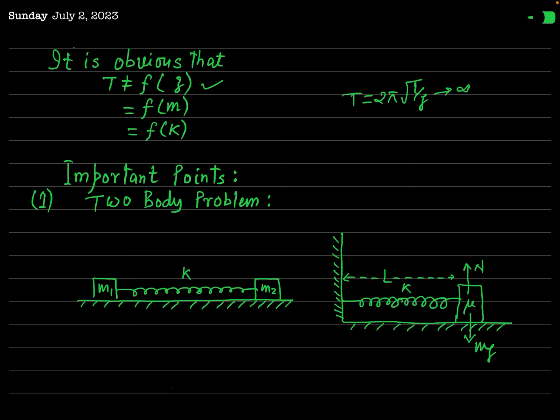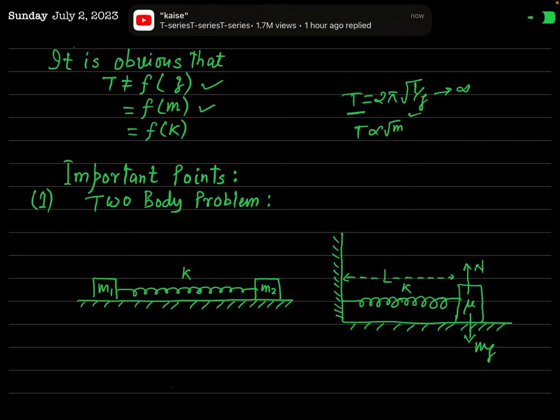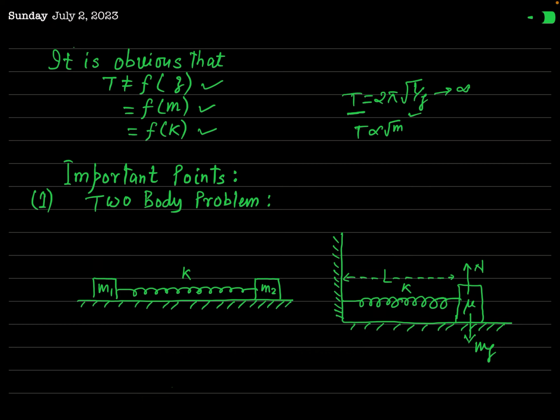On the other hand, you can see that the time period of a simple pendulum, given by this formula 2 pi root over L by g, is independent of mass. But the time period of a spring pendulum depends on mass. As you have seen, T is proportional to the square root of m. It also depends on k, which is called the force constant, and the force constant is an elastic property of the spring, so it depends on the elastic property of the spring.